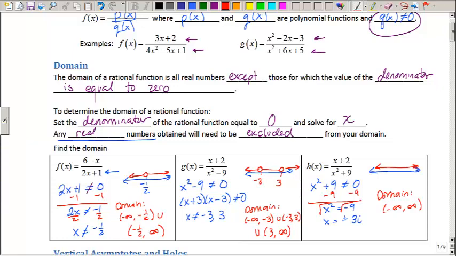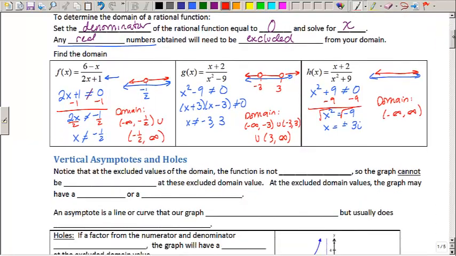The next thing we need to look at after finding the domain of a rational function is find out what happens at those excluded values. Notice that at the excluded values of the domain, the function is not defined. So if the function is not defined, then the graph cannot be continuous at these excluded domain values. So something weird happens at these points.